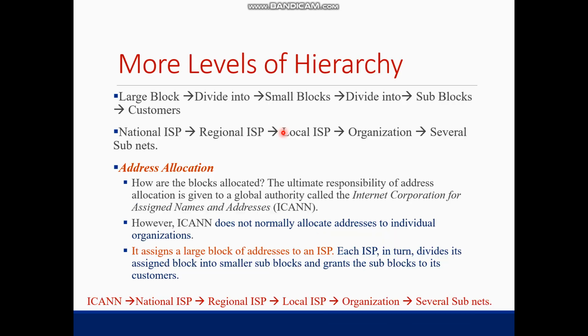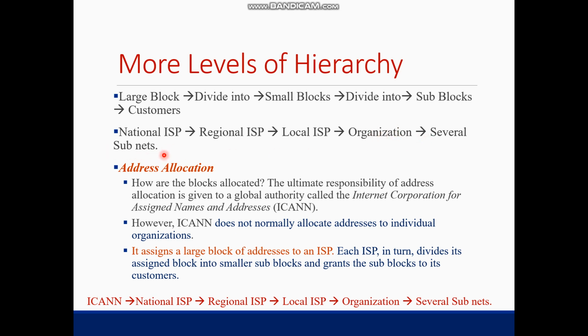inside their network. So we may have more levels of hierarchy, where a large block is divided into small blocks, and furthermore these small blocks are divided into sub-blocks, and then through those sub-blocks the customers get their own IP addresses. And we can translate this one. National internet service providers distribute the blocks to regional internet service providers, and then these regional ISPs distribute to the local ISPs, and the local ISPs give a block of addresses to the organizations, and the organization can furthermore subdivide their blocks into several subnets.